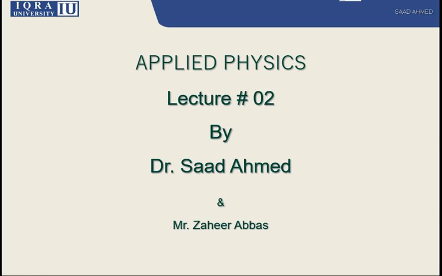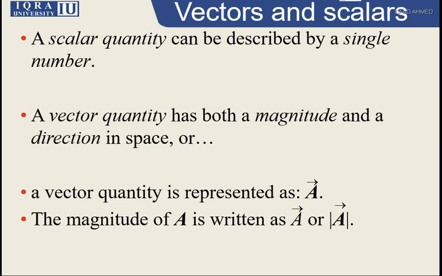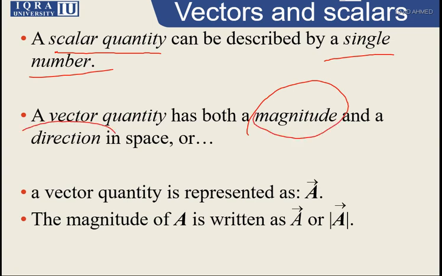So let's start. We'll be discussing vectors and scalars. Let's describe these quantities. A scalar quantity can be described by a single number, and a vector quantity has both magnitude and direction. That means a scalar quantity can only have magnitude, while a vector quantity has both magnitude and direction. A vector quantity is represented as A with an arrow on the top, and the magnitude can be written as this.